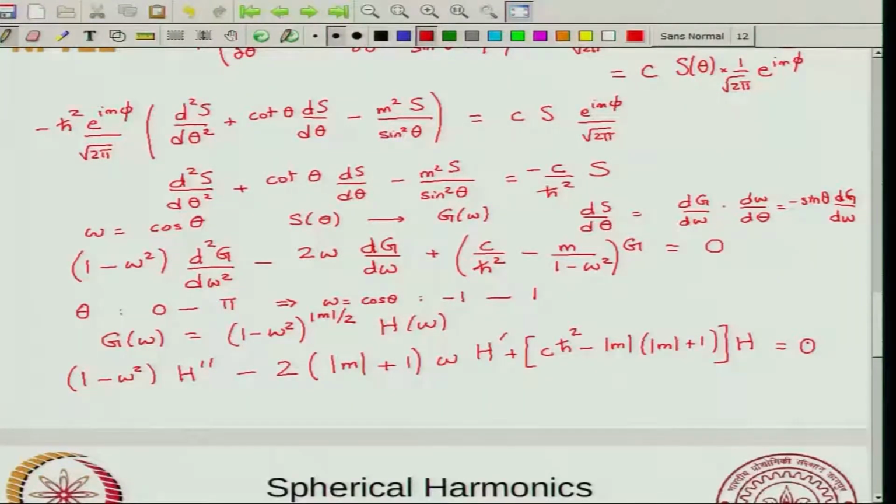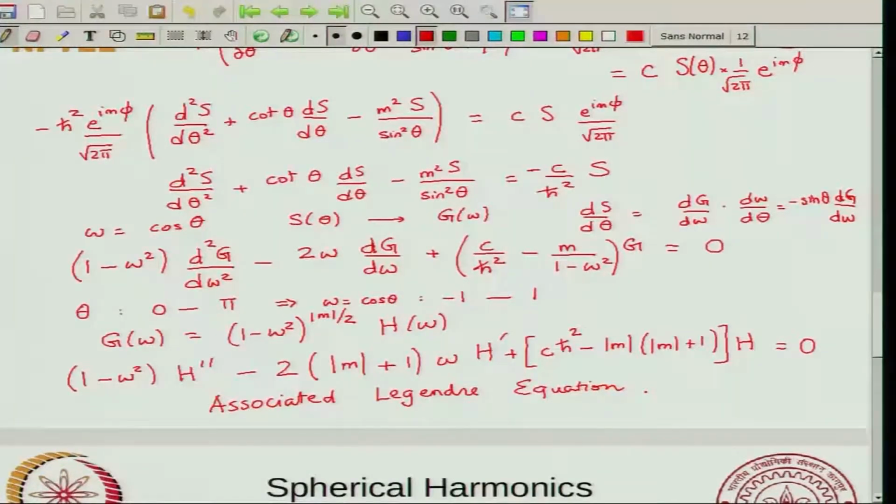Now this equation, with whatever constant you have in this last term, is of the form of what is called an associated Legendre equation. And we use the properties of this equation.